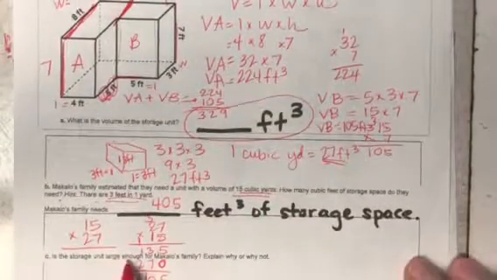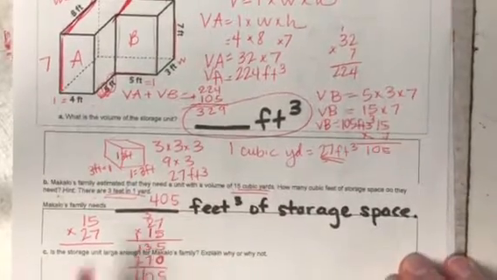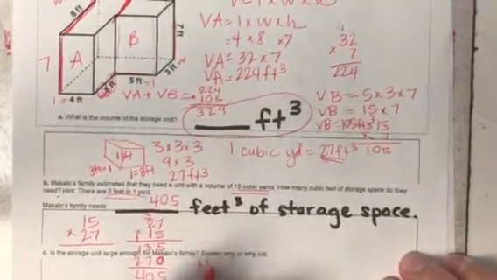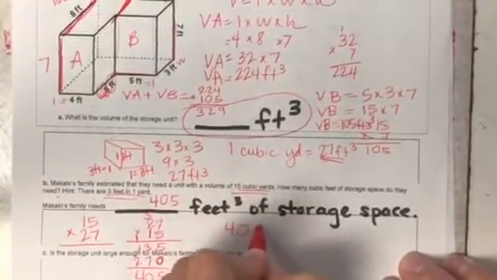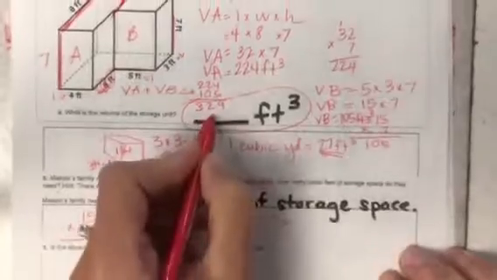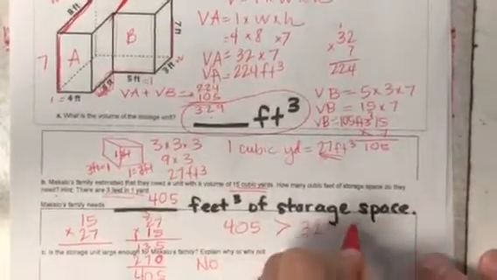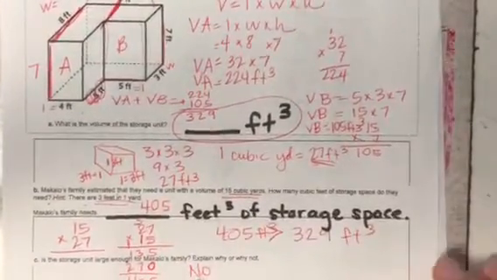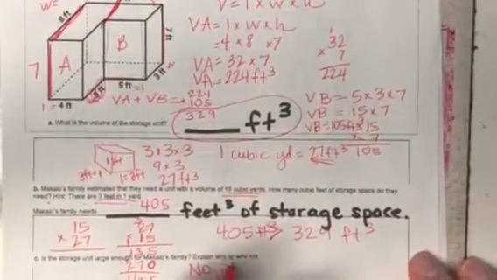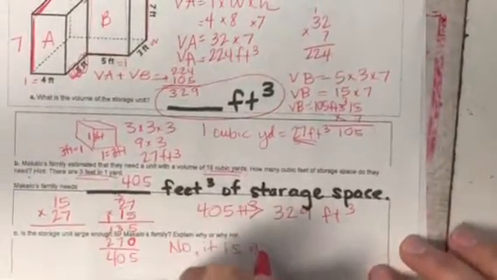Is the storage unit large enough for Makalo's family? We are going to say no, so we're comparing that they need 405 feet, but that is greater than what we have, which is 329 feet, cubic feet. So we will say no, it is not large enough.